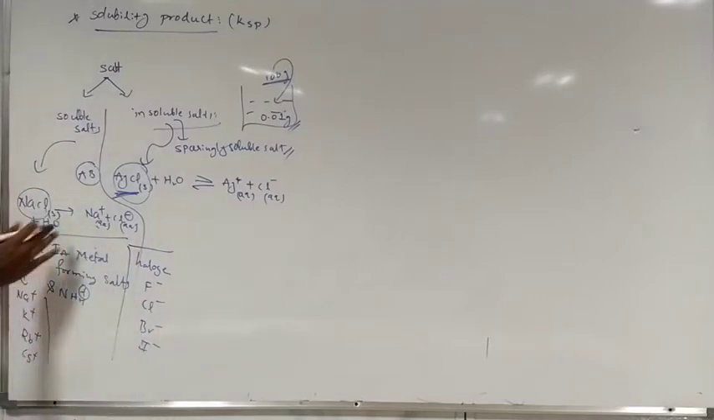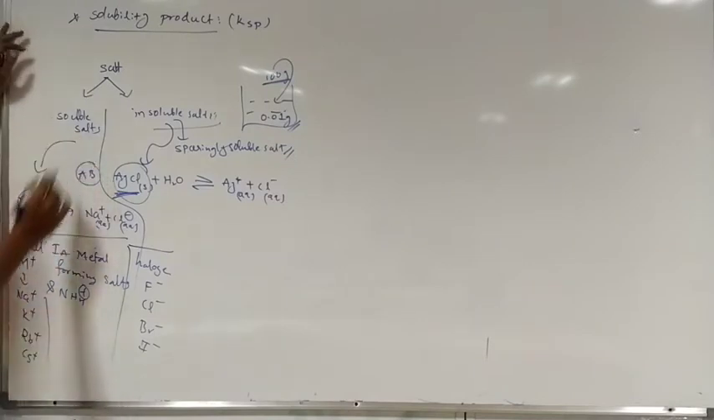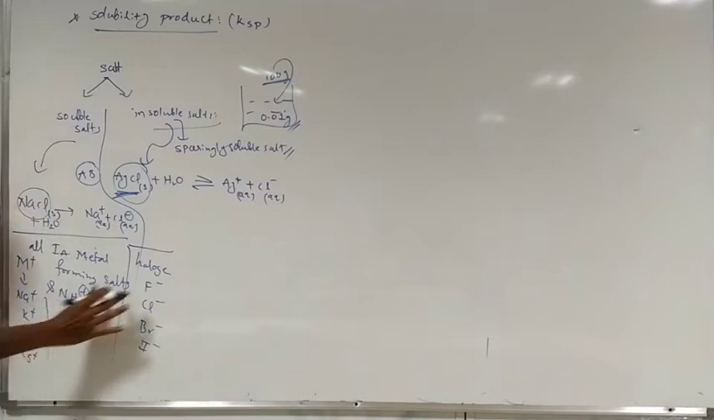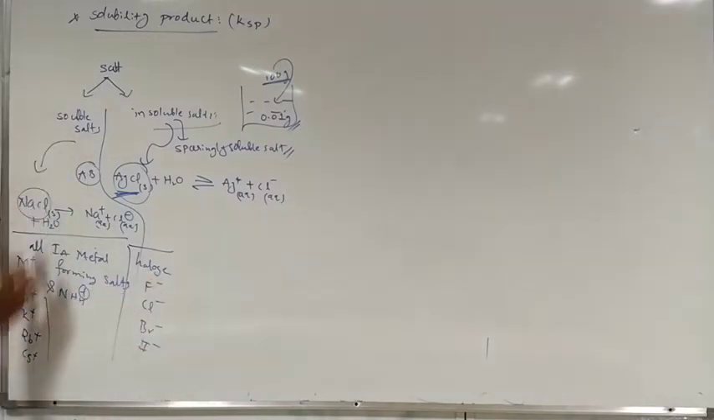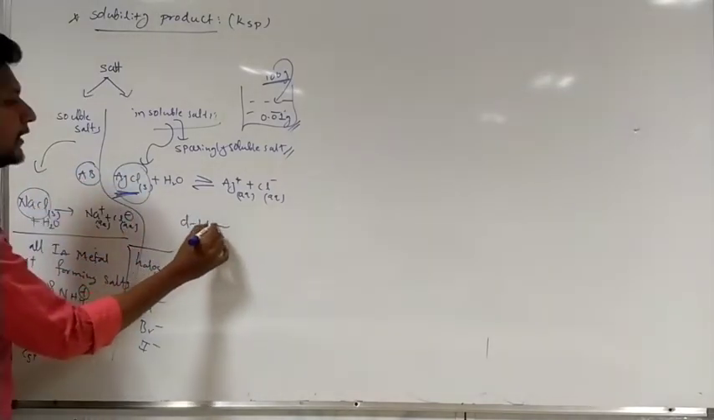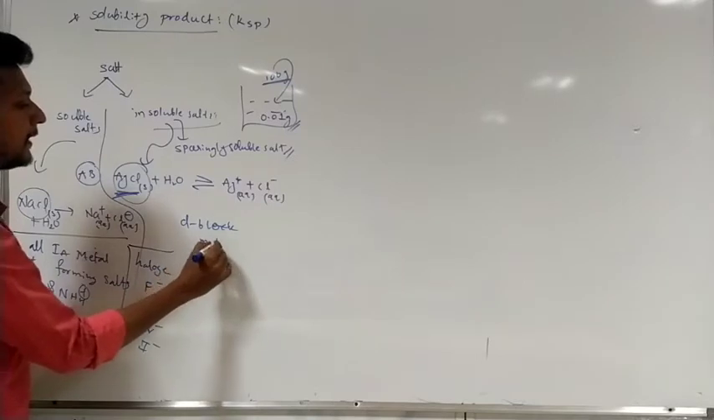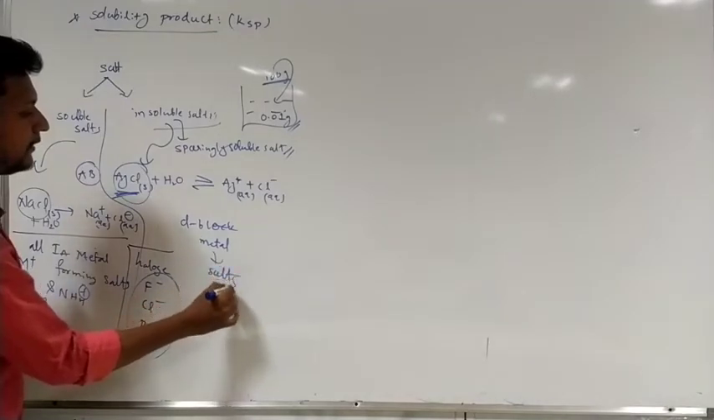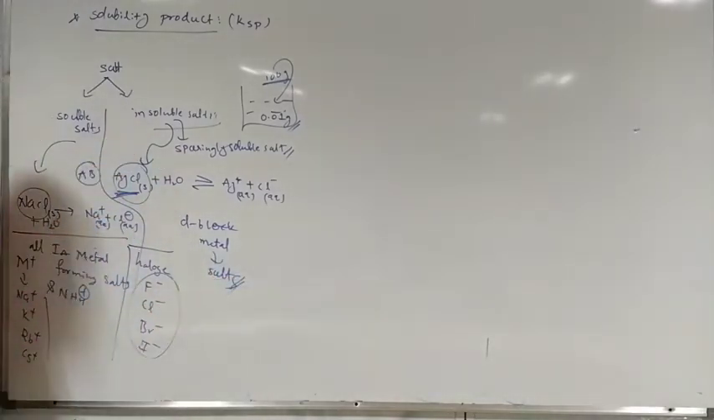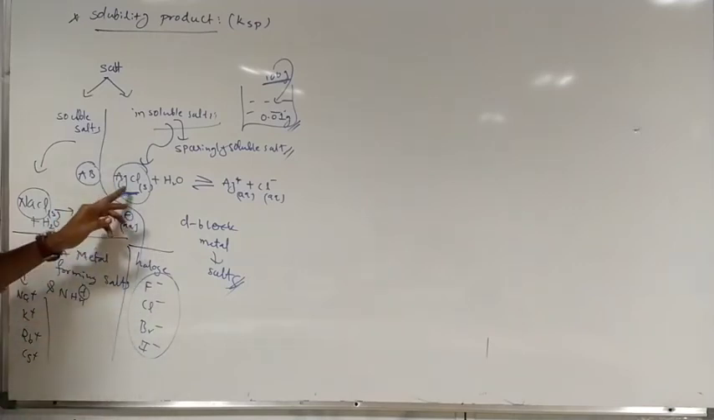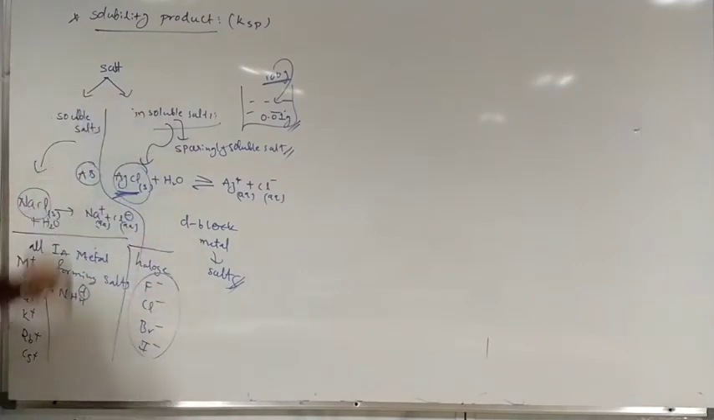These combine to form salts, but we have to find out which are the soluble salts and which are the insoluble salts. All first group A metals combined with halogens form soluble salts. Otherwise, d-block metals combined with halogens forming salts come under the insoluble salts. Here NaCl is first group A, so it is a soluble salt, and silver is a d-block element, so AgCl is an insoluble salt.